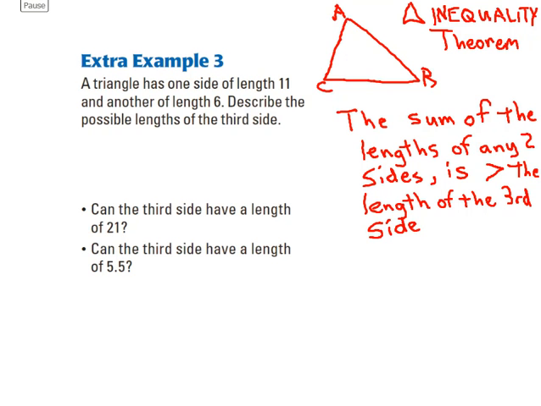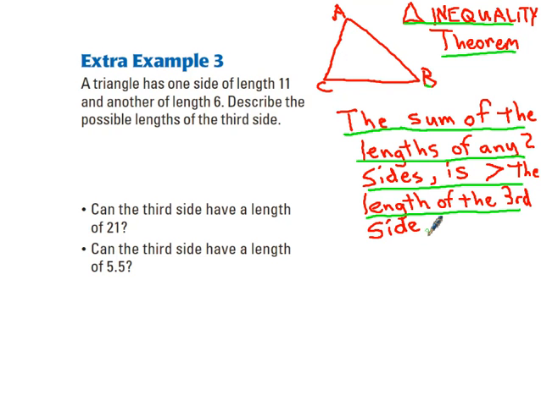All right, next concept is called the triangle inequality theorem. And this one's a little harder at first, but it really makes sense once you start using it. So in English, it says the sum of the lengths of any two sides is greater than the length of the third side. So with that, you can actually write 3 inequalities. Let's go through an example.